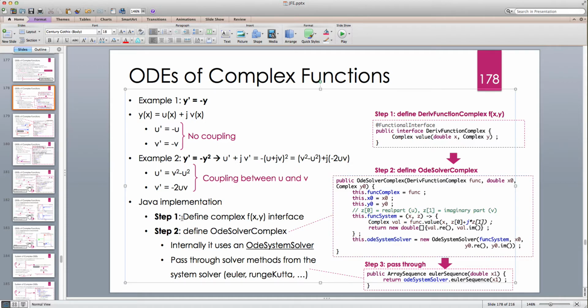So our Java implementation is simple. We define the complex function f of x and y that represents the complex value of the right hand side. So it takes x as a real variable and y as a complex variable and returns a complex number. And then we define an ODE solver complex class, and all we do in this class is transform the original problem into a system of two ordinary differential equations, right? And then we do pass-through methods for solving, for example, Euler, Runge-Kutta, and they return array sequence or the solutions or whatever.